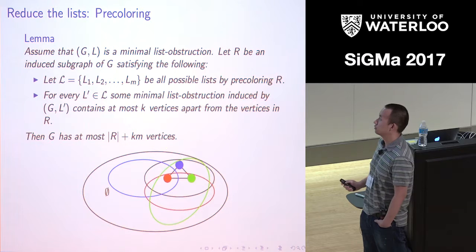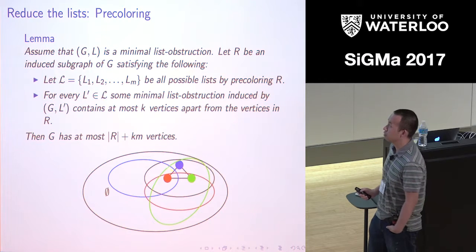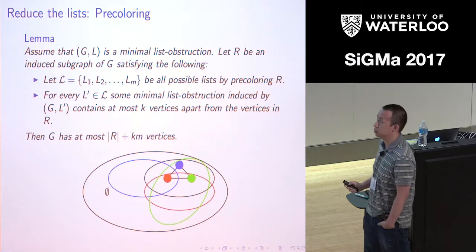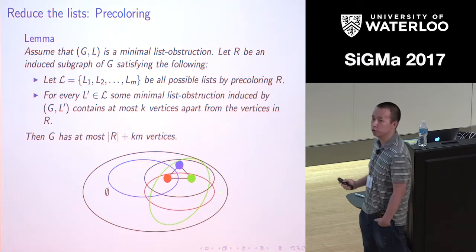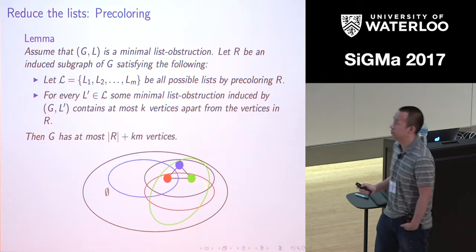The idea of this lemma is pretty simple, but it gives us a tool where we can pre-color a bounded structure in the graph, which helps us reduce the lists.